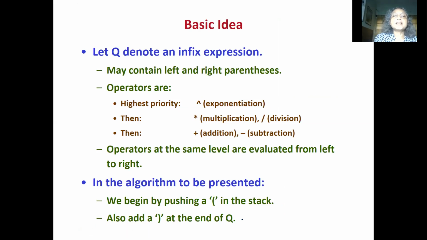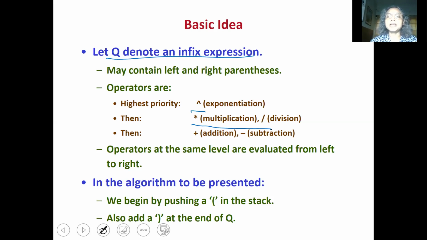Now, suppose Q is an infix expression, and this expression can contain operands, operators, as well as left and right parentheses. And these are the precedences that are defined for the infix expressions. The highest priority is exponentiation. Then we have star and slash, that's multiplication and division. Then we have plus and minus, addition and subtraction. So we have defined these 5 operators and these 3 levels of precedence.